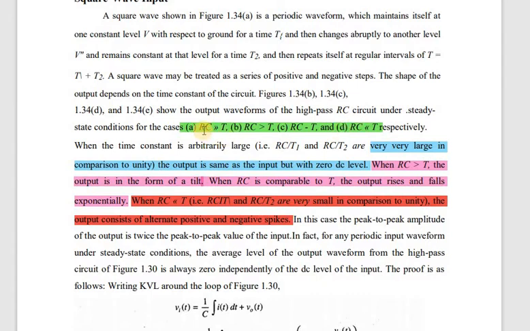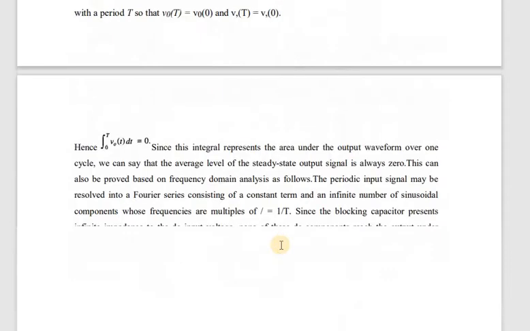The first condition, RC is very greater than T: you will have the same output and input, both will be the same, without respect to the zero DC voltage. Then the second condition, RC is comparable to T: you will have a positive exponential increasing and decreasing, the output rising and falling exponentially. I'll show the figure also. Then RC is less than T: you will get positive and negative spikes, and you have to keep in mind that the positive and negative spikes of this output will be twice the input spikes, or the input amplitude voltage. Now these three other conditions.